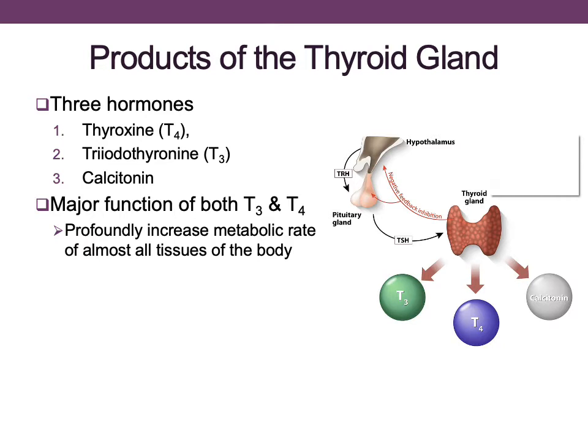The major function of both T3 and T4, which are both thyroid hormones, is to profoundly increase the metabolic rate of almost all tissues in the body. That's the main goal, and that's the normal function of it. So without thyroid hormone, you're going to have decreased metabolic rate. So it is necessary for normal function to have this hormone stimulate and increase our metabolic rate.